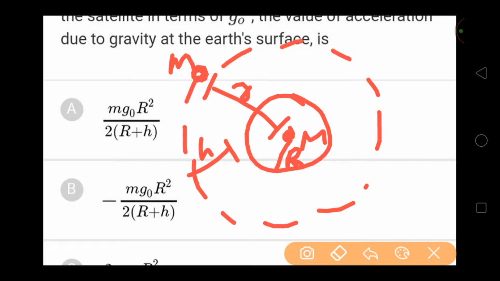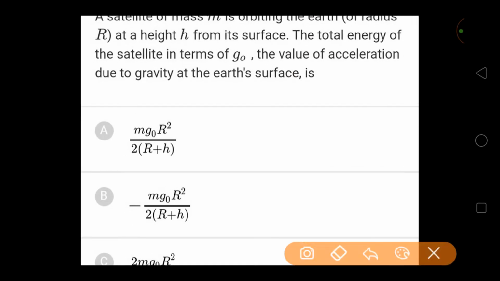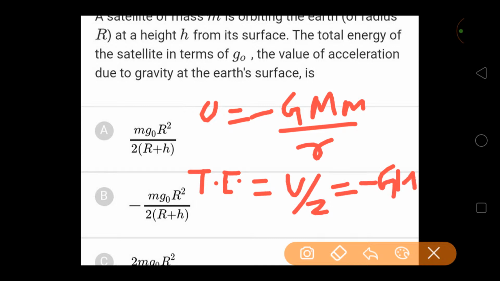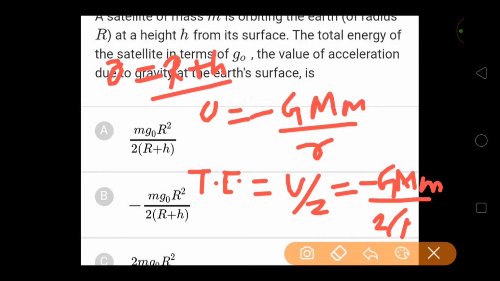This is satellite. Now what is U? The potential energy. So U is equal to minus G capital M small m by r. Right. We know that total energy is U by 2. So minus G M m by 2r. What is r? The small r is equal to R plus h. So 2 into R plus h.